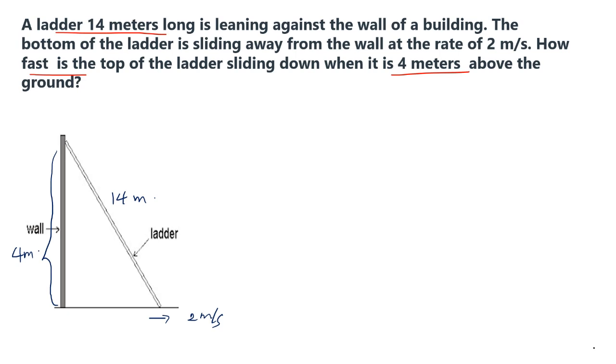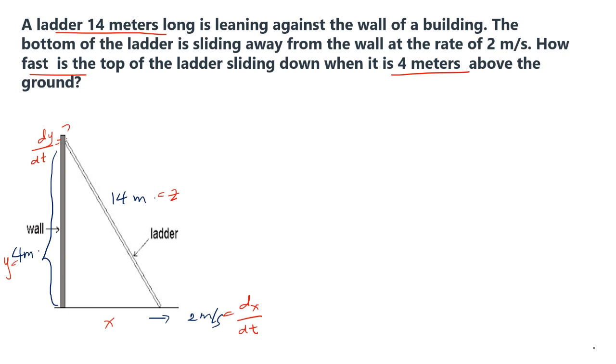So let us use some variables. Let's say this is our y distance, this would be our x distance, and then 14 meters is the z distance. So we'd like to identify the derivative of y with respect to time. Therefore, 2 meters per second is the derivative of x with respect to time.